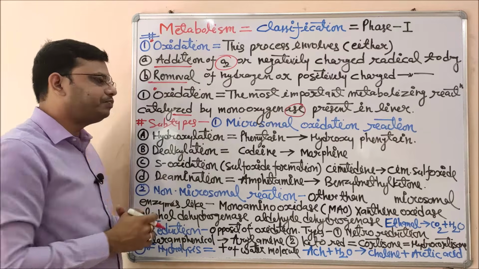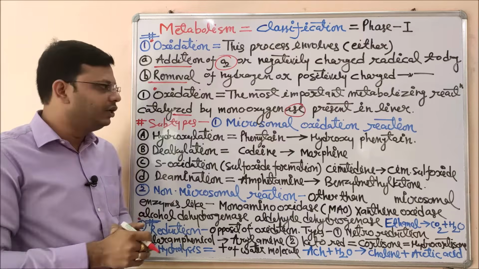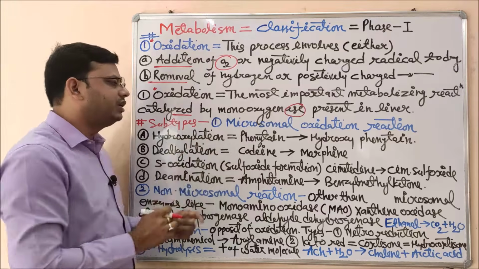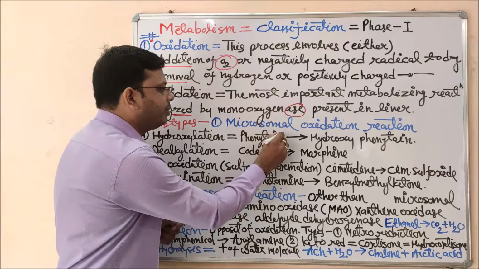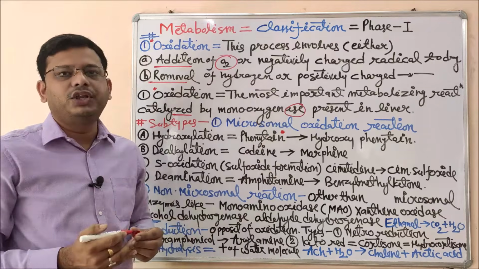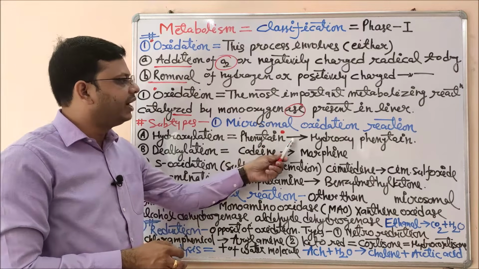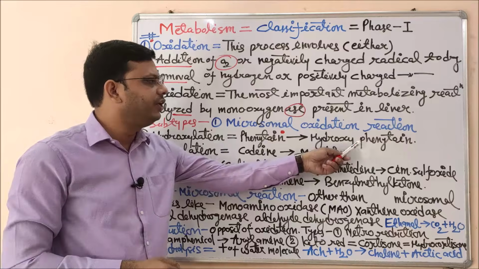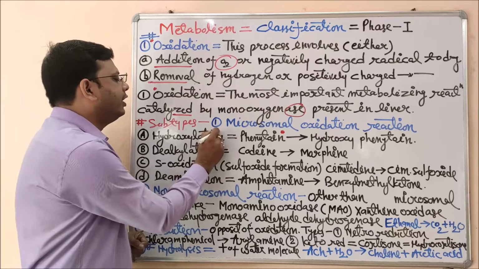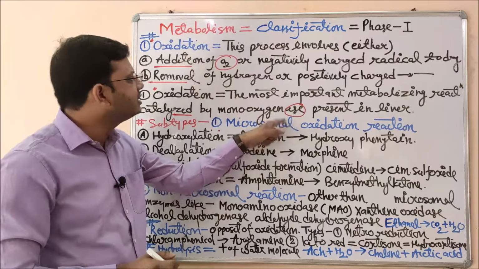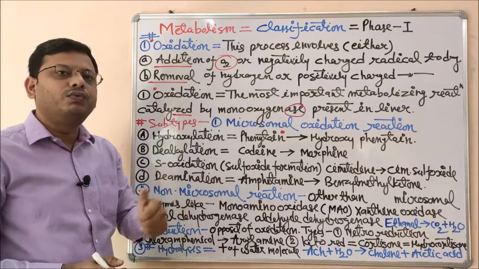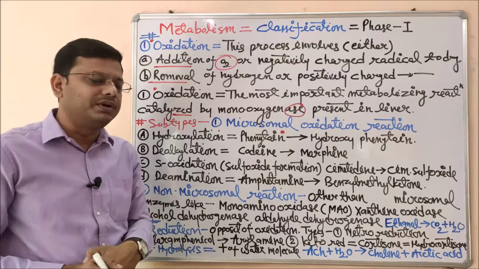These are hydroxylation, that means addition of hydroxyl group. An example of hydroxylation can be understood with the help of a small and simple equation. The example is phenytoin. This drug is useful in many conditions. So phenytoin gets converted into hydroxyphenytoin after the process of hydroxylation, which is an example under the microsomal oxidation reaction, and this is an example of the oxidation process. So we have to remember this equation and example.